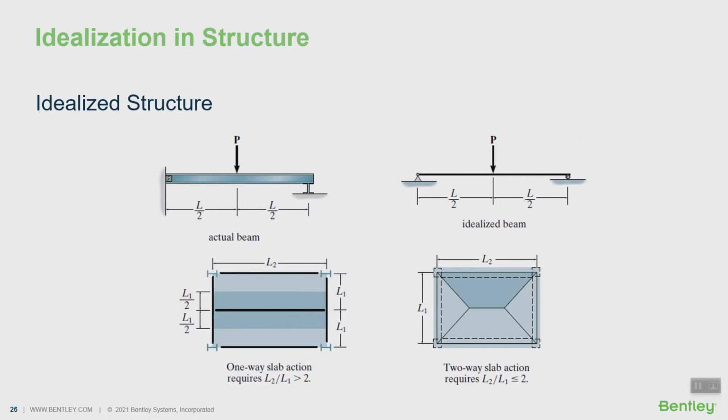After making idealizations with connections, members can be represented as lines so that we can establish an idealized model that can be used for analysis. And the tributary loadings on slabs can also be determined by also idealizing the slab as one-way or two-way slab.